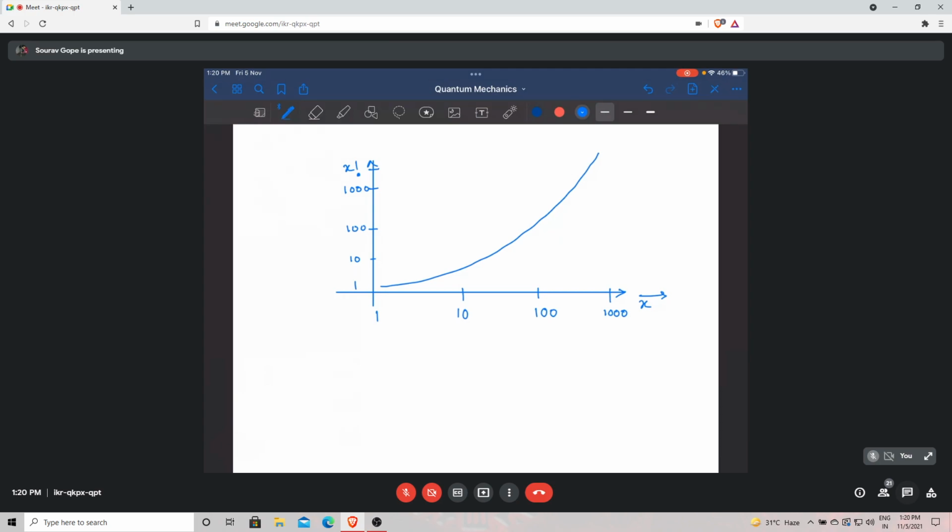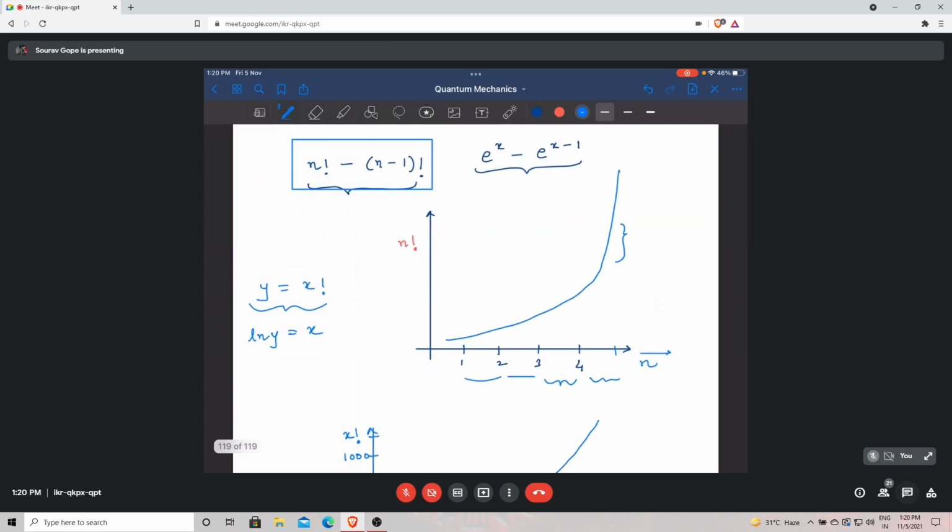Am I clear? Am I able to get across to you? Okay, because when you plot this kind of thing, an exponential or a factorial, as you just increase the x, go higher and higher, the difference in two points in the y-axis becomes very large.